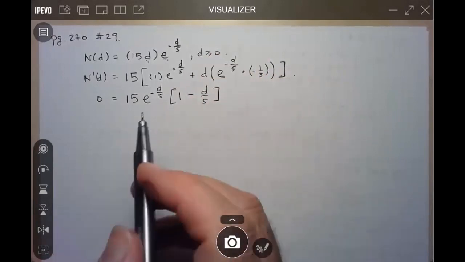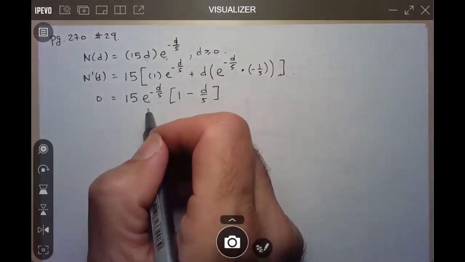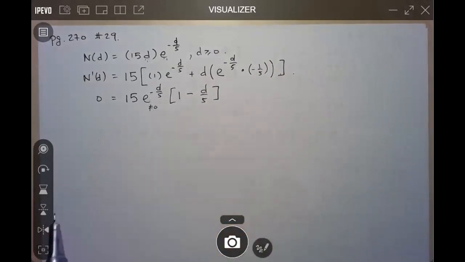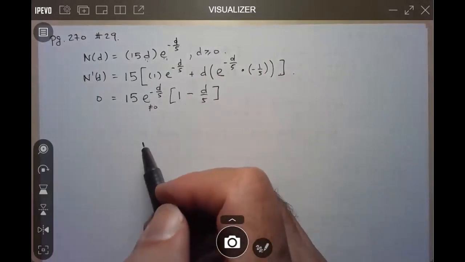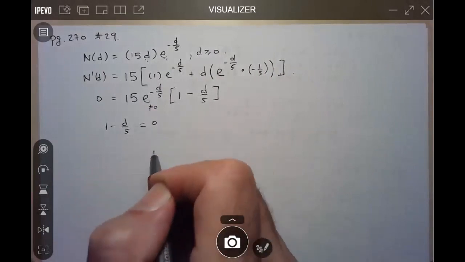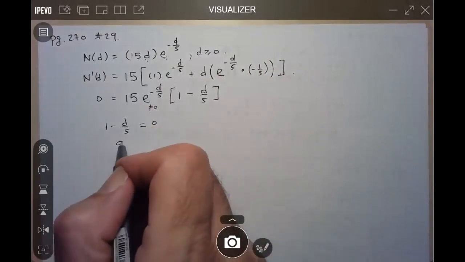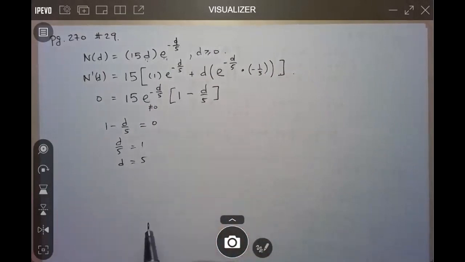Okay. So we need to solve this equal to 0. This is never equal to 0 because it's an exponential expression, so I don't have to worry about that. So the only thing I've got to work with is that 1 minus d over 5 when that is equal to 0. But what do we have? We have d over 5 is equal to 1. So d is equal to 5.